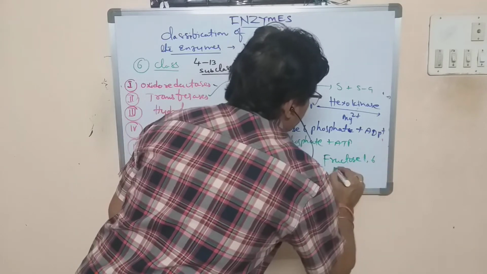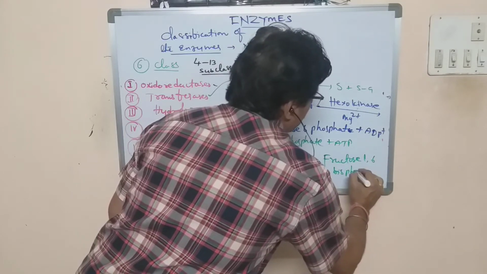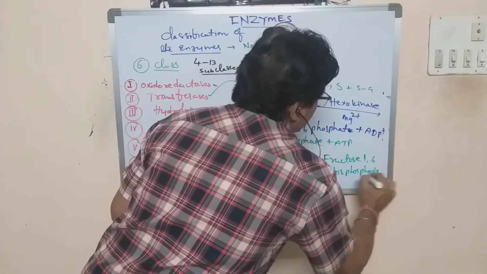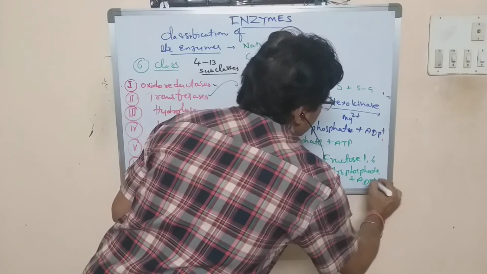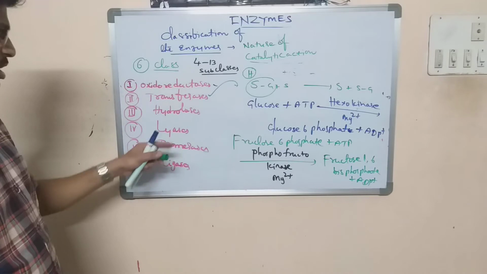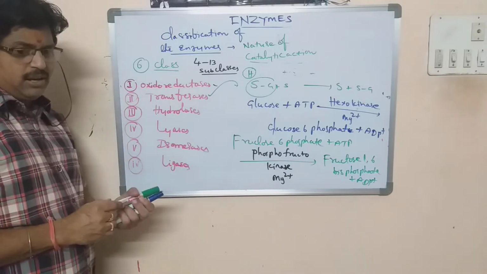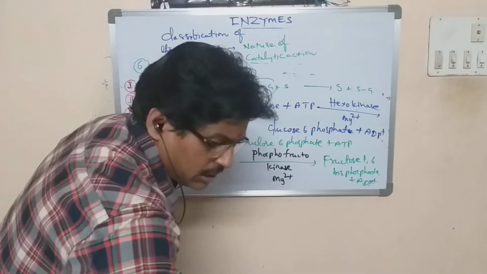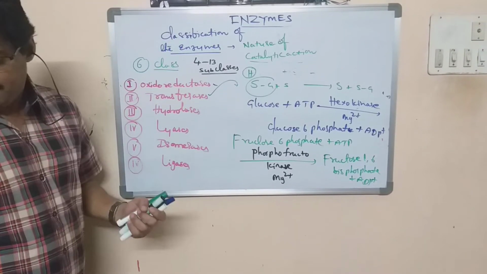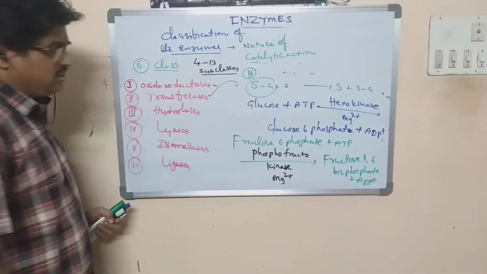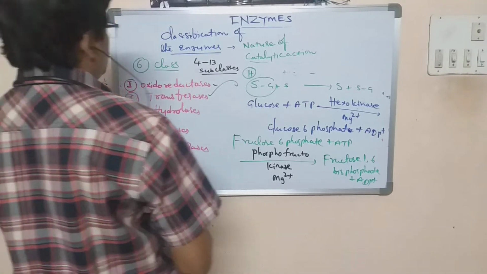Fructose 1,6 bisphosphate plus ADP plus ion like this. So this is one of the examples of transferases. In this manner, the transfer of the phosphate group is taking place. This is one of the varieties of this one.